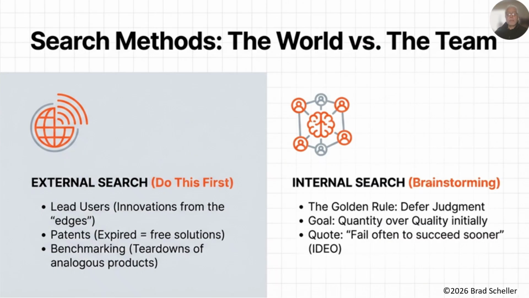Your goal is quantity at this stage, quantity over quality. Research shows a strong correlation between the number of concepts generated and the quality of the final solution. IDEO, the famous design firm, said it best, fail often to succeed sooner. And that applies. So generate 50 mediocre ideas, and hidden among them might be 3 to 4 gems.